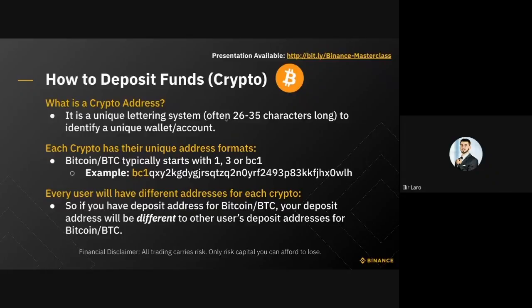What I mean by this is, let's say I have a Bitcoin deposit address, BC1QX, this whole series of letters, on my Binance account. Now, if you go to your account and you go to your Bitcoin wallet, you will find that your Bitcoin deposit address is different to mine. That means that every user will have different deposit addresses for each crypto. So that's just something to keep in mind as we move forward.